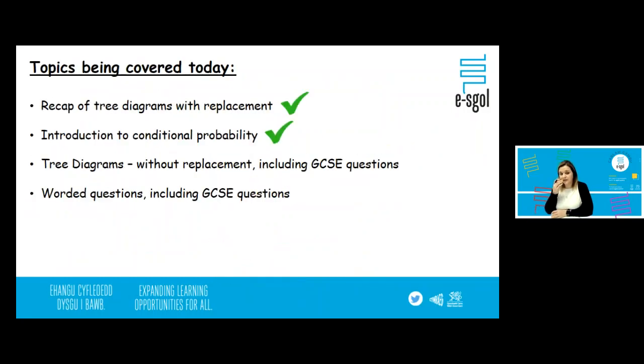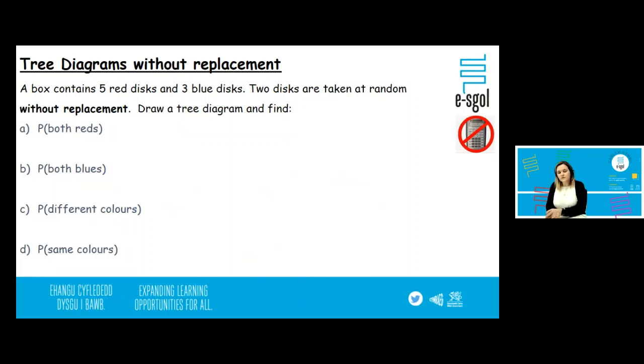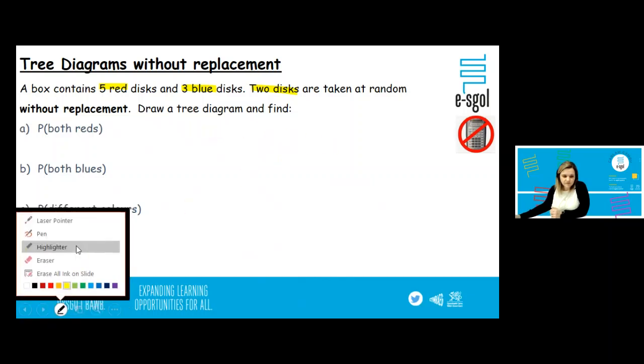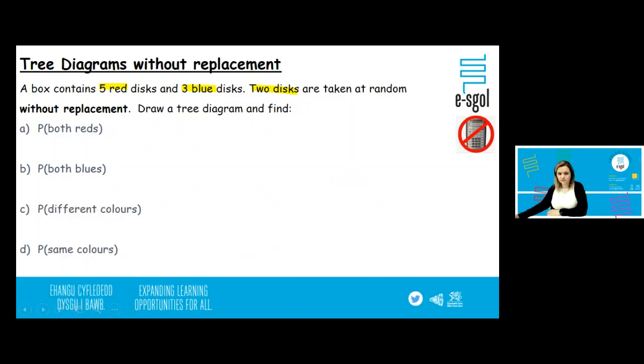Okay, so we're going to start looking at bringing back our tree diagrams from last time and the recap at the start and looking more into our GCSE questions. So tree diagrams without replacement. A box contains 5 red discs and 3 blue discs. Okay, so let's highlight that so we can really focus in on what's going on. So we've got 5 red and 3 blue. 2 discs are taken at random without replacement. Draw a tree diagram and find. Okay, so the tree diagram isn't drawn for us here at all, so we're going to have to construct this.